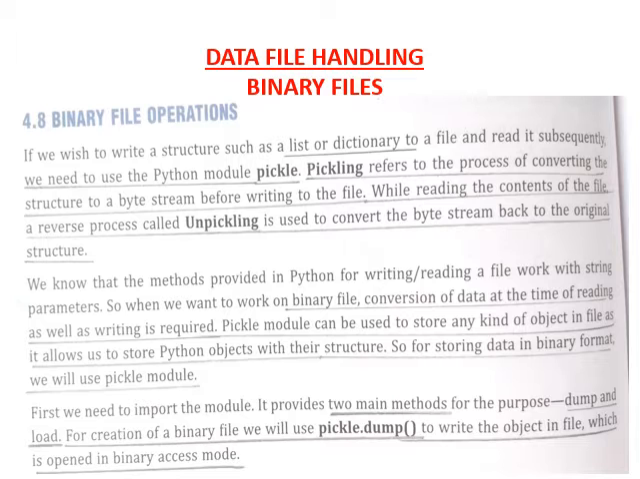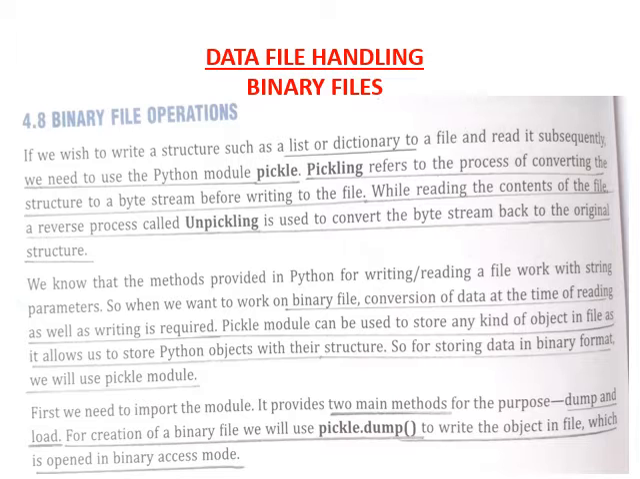today's session. So, binary file operations, if we wish to write a structure such as list or dictionary to a file and then read it subsequently, we need to use a Python module pickle. So every time when you are talking about a binary file and you want to write something onto it and you want to read it later on, then we have to include a module with the name pickle. Now, pickling refers to the process of converting the structure to a byte stream. That means we are converting the data that we are storing into its bytes equivalent or bits and bytes form before writing to the file.